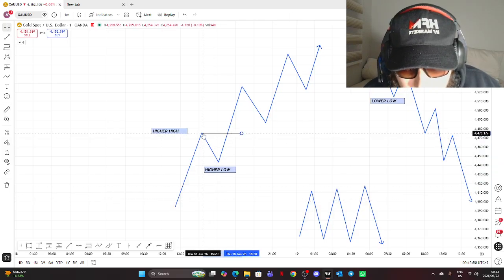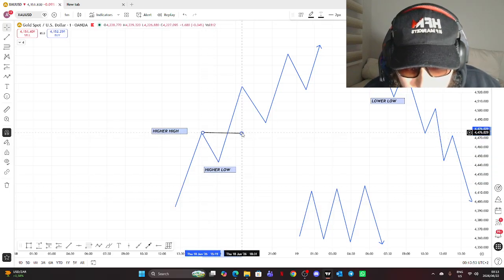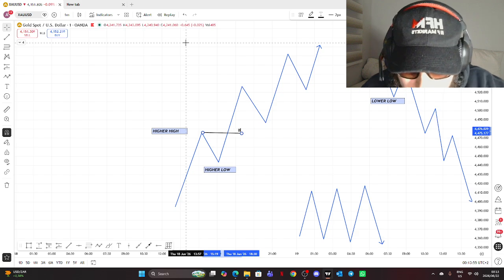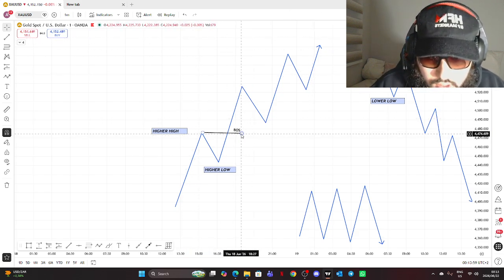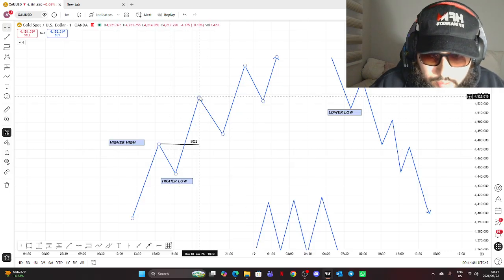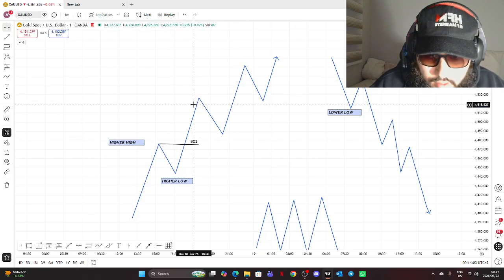All right, so right here is your break of structure. So let's mark this out. BOS, break of structure. Similarly, here's your break of structure, when we broke above and created a new high here.